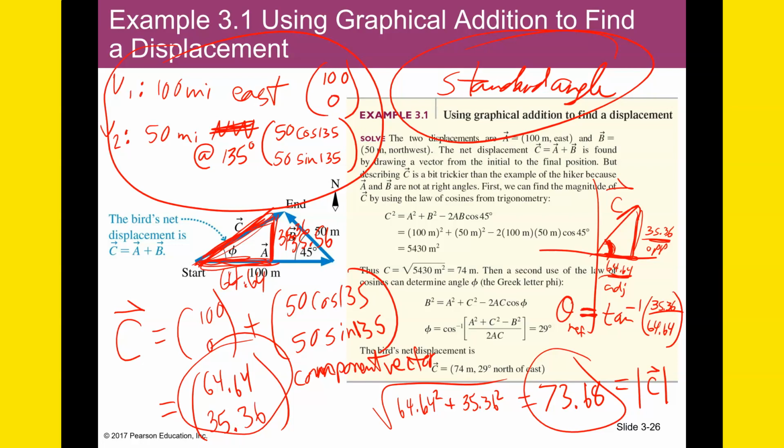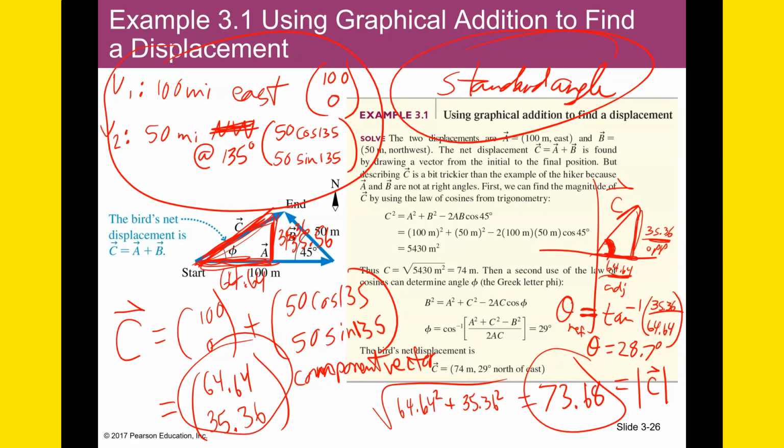Let me do this in my calculator. Arctan of 35.36 divided by 64.64, I get 28.6, basically 28.7 degrees. So theta equals 28.7 degrees. That's what that angle is right there. So as a standard angle, it's 28.7 degrees.